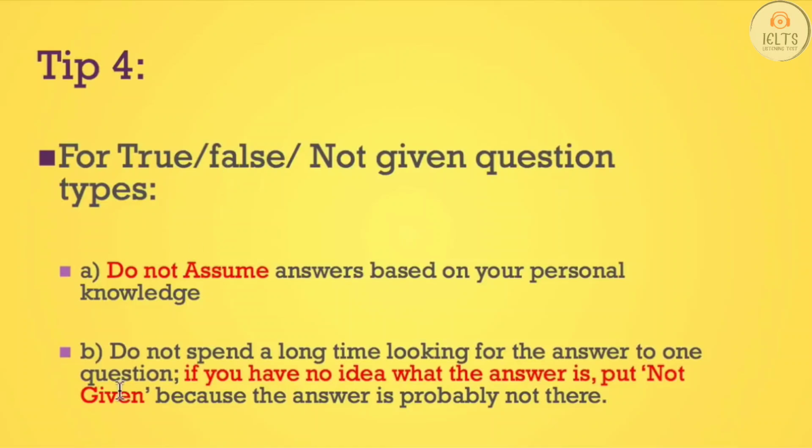The next tip is, do not spend a long time looking for the answer, because if you have no idea what the answer is, it's probably not there. So when you're trying very hard to find an answer, but you can't find that information or the answer, just put not given. Don't waste any more time. It's probably not even there, so you're not supposed to find that answer. Now this gets very tricky sometimes, so if you find yourself spending too much time, I say just put not given and then mark the question and get back to it later at the end if you have enough time.